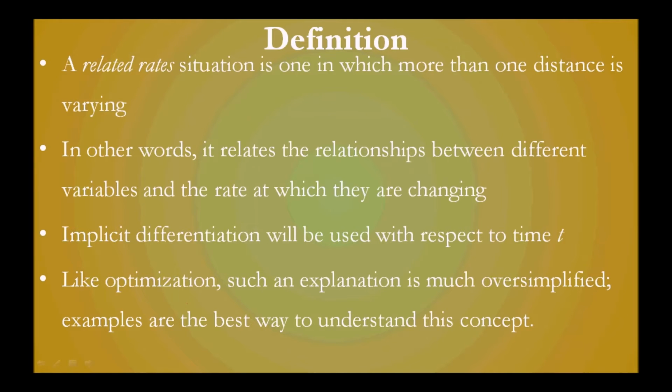Related rates. A related rate situation is one in which more than one distance is varying. In other words, it relates different variables and the rates at which they are changing. Implicit differentiation is used because we're differentiating each variable with respect to time t. Like optimization, on which I also have videos, such an explanation is much oversimplified, so examples are the best way to become familiar with this concept.